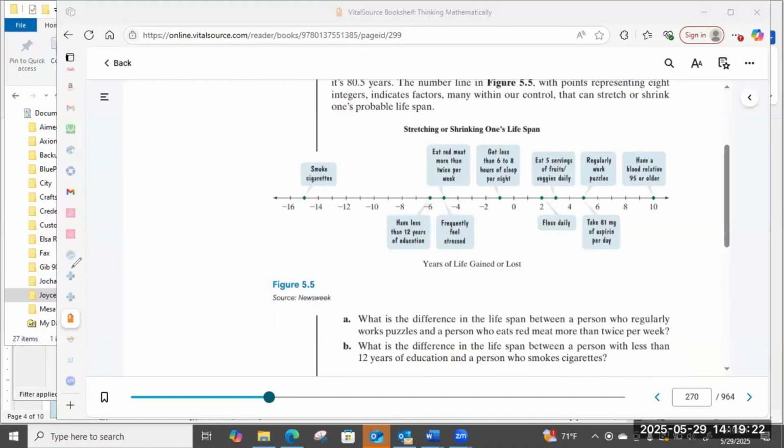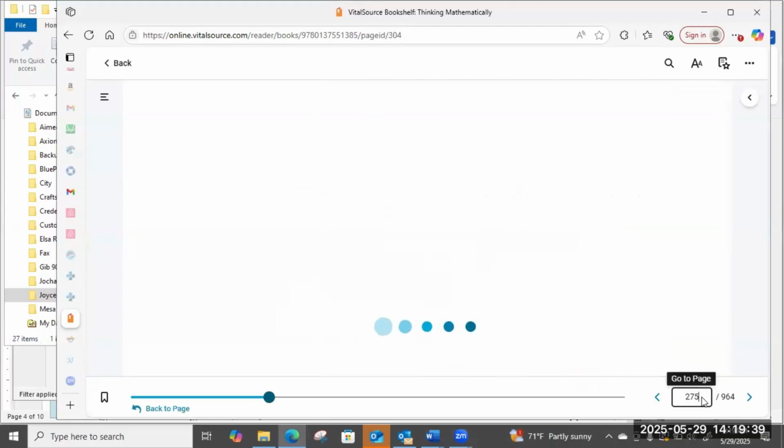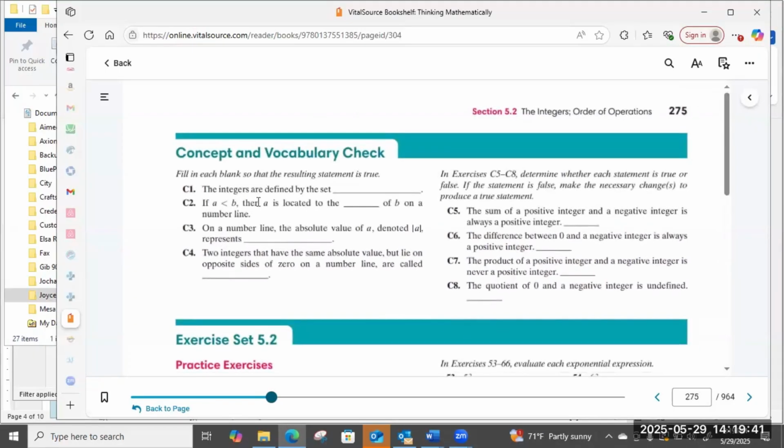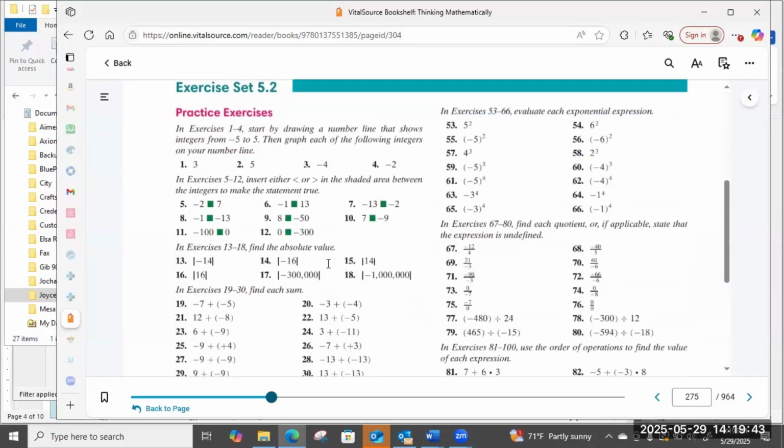Hope that will help you with solving some of those problems. But if you have more questions about that, please definitely reach out. Now I'm going to move to the end of the chapter, which is page 275. And we're going to just do a couple of example problems here.